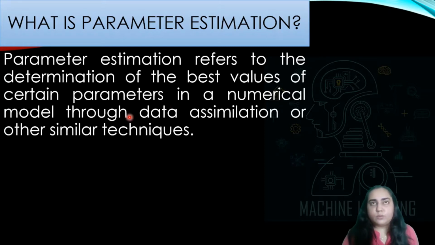So for example, for a binomial distribution, when you're estimating the probability of success, that would be an example of parameter estimation. And this is often done by data assimilation, which means you will gather data and examine the data to find that parameter. There are also other techniques to do the same.